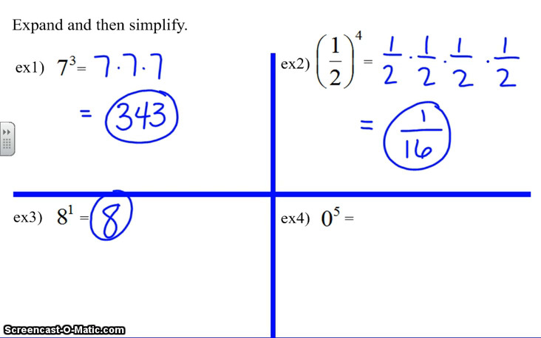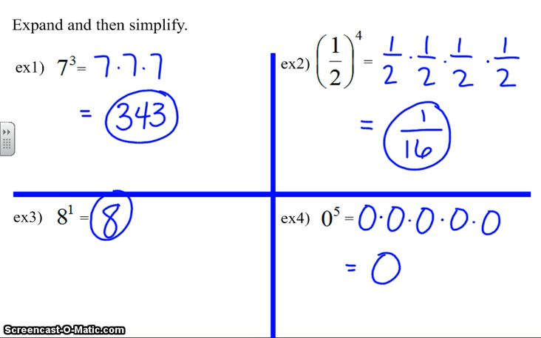Example 4, 0 to the 5th power. 0 to the 5th power means that we're going to take 0 and multiply it by itself 5 times. 0 times 0 times 0 times 0 times 0, we all know is equal to 0. Anything times 0 is equal to 0. So that's how we simplify with exponents.